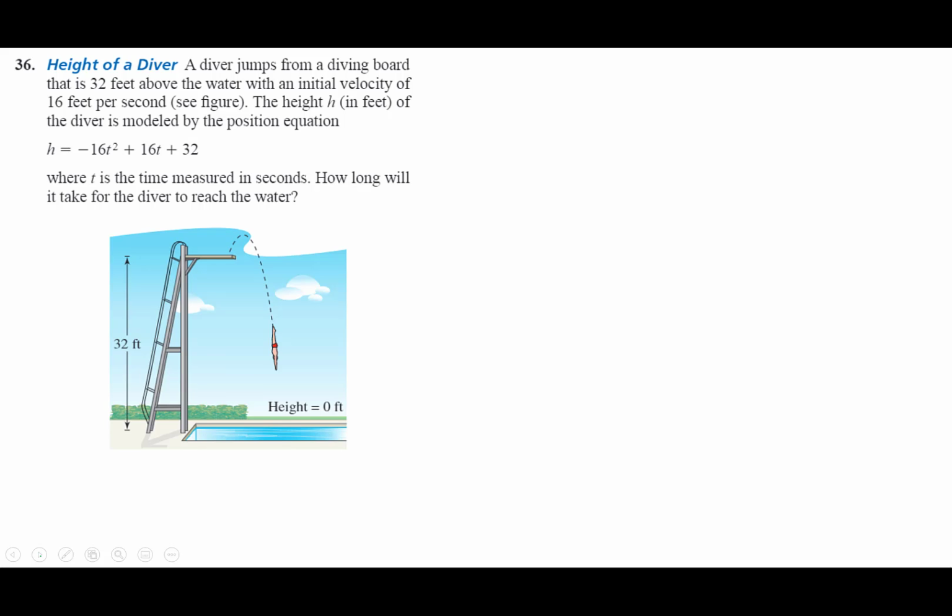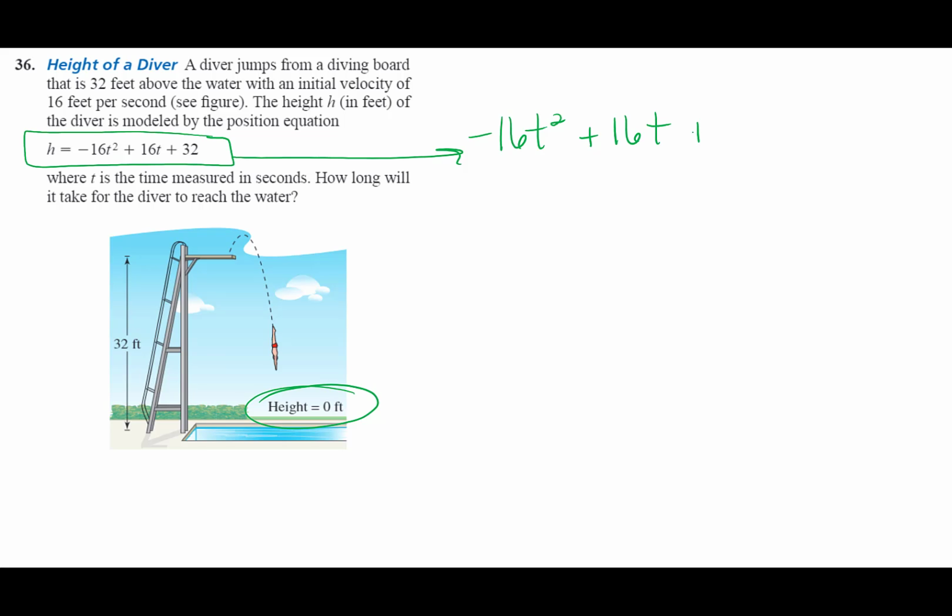So again, in this problem we're going to solve for t, but we first need to come up with a value of h. And if you look right here in the picture, it gives us that the height is 0 feet because that's when the diver hits the water. So now I'm going to take this equation given in the word problem and rewrite it. Negative 16t squared plus 16t plus 32 equals 0.